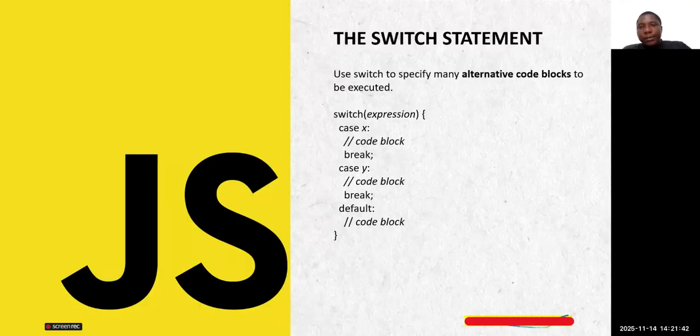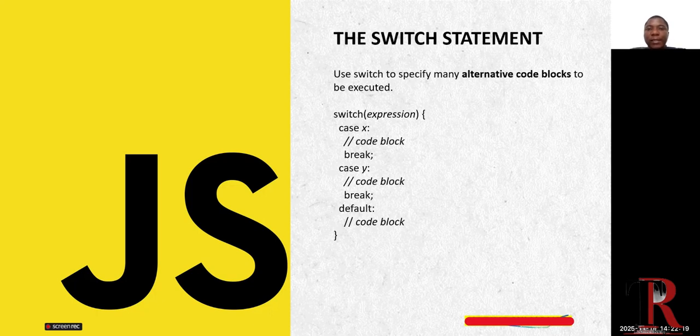Welcome to another lesson. This lesson is a continuation of the topic we have been discussing, which is conditional statements in JavaScript. In the previous lesson, we looked at the if statement, how it can be used to construct expressions in JavaScript. In this particular lesson, we'll be taking a look at the switch statement. Use switch to specify many alternative code blocks to be executed, which means that if you have more than one condition that you want to test in your code, the switch statement is a way through which you can do that.